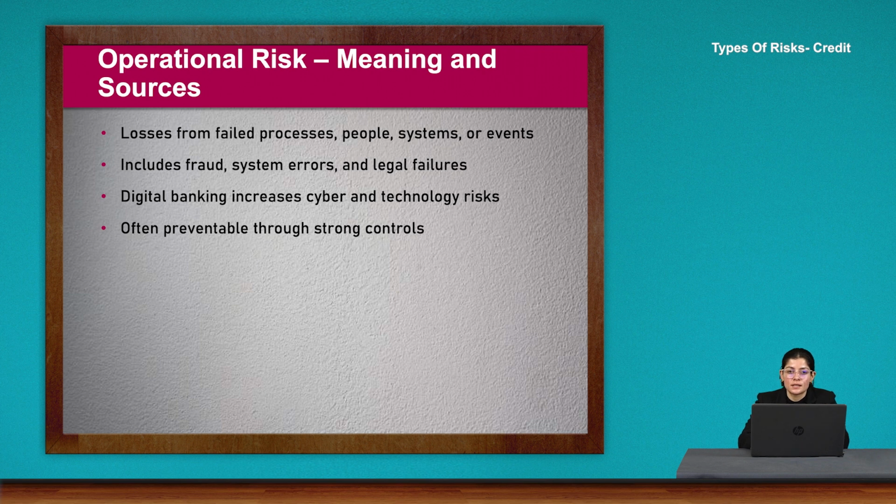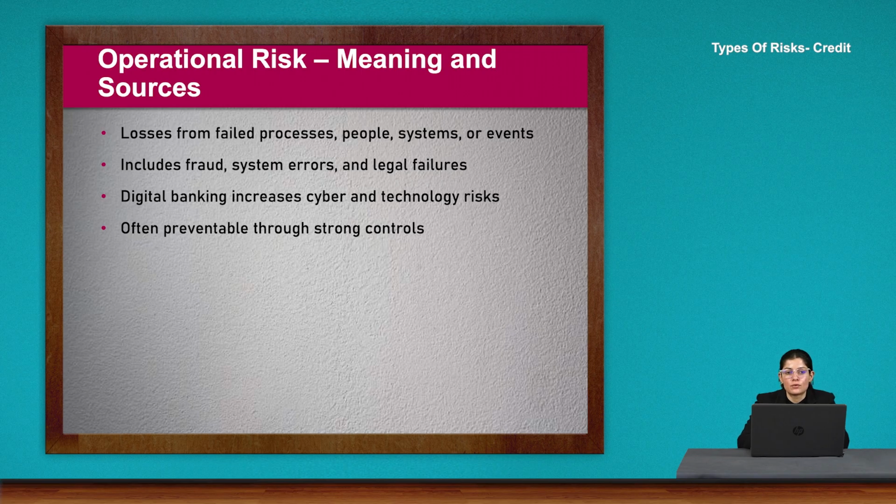What are the sources in this case? So first one is people: human error, insufficient training, internal misconduct. Second one is processes, so flawed procedures and weak change management. Third one is systems, so software defects, inadequate testing, cyber breaches. Fourth one is external events, so natural disasters, infrastructure failures, and third-party disruptions.